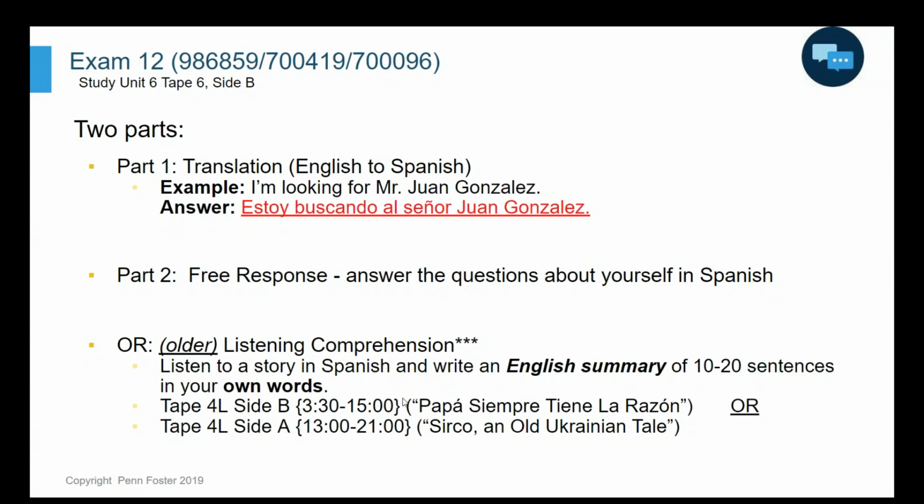It does need to be a summary, so you don't want to necessarily write down every single thing that you hear. Rather, take the events that happened and put those in your own words.